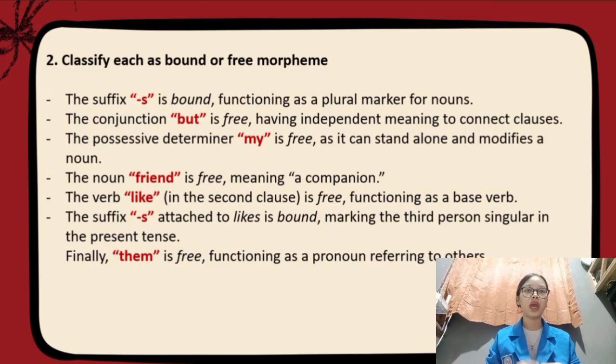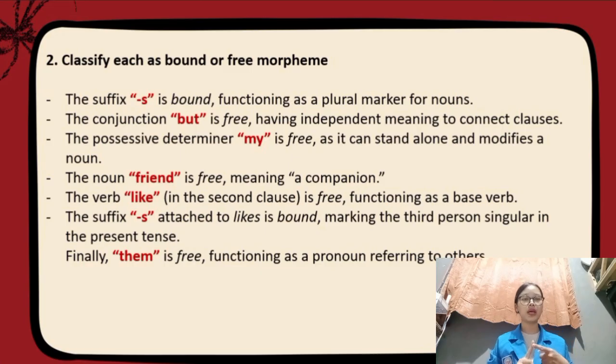And the next we have the verb "like" in the second clause, which is free, functioning as a base verb. The suffix "-s" attached to "likes" is bound, marking the third person singular in the present tense. And finally, "them" is free, functioning as a pronoun referring to others.